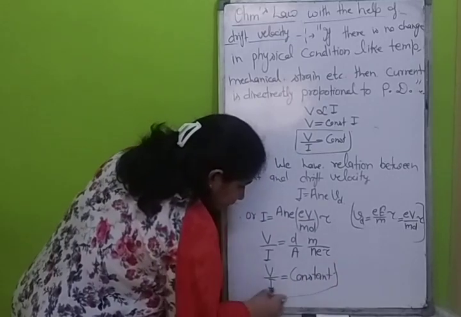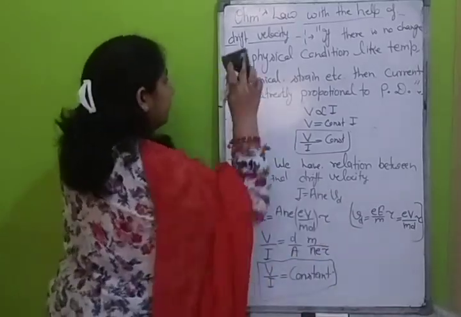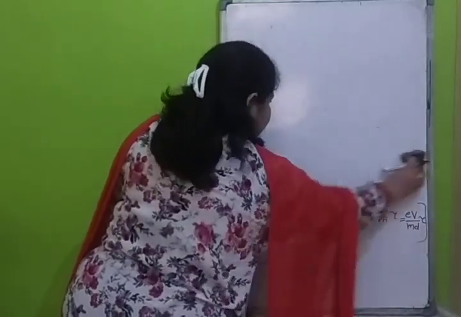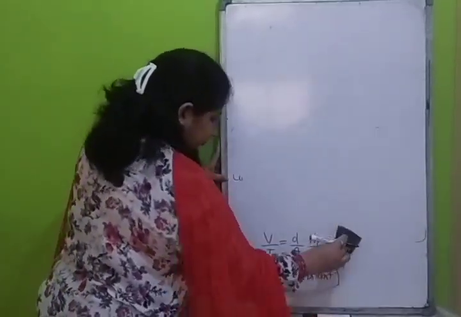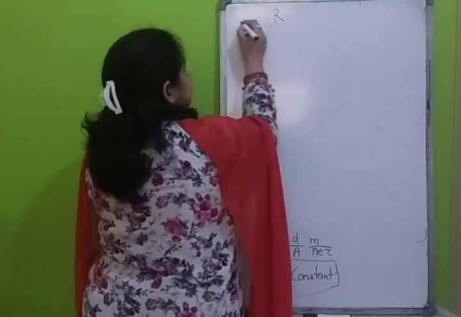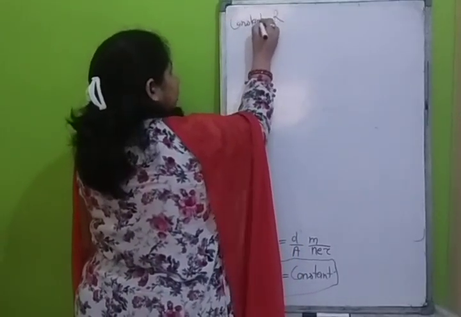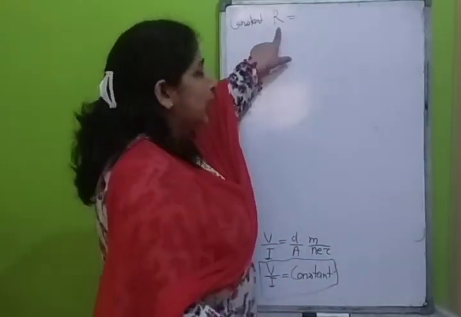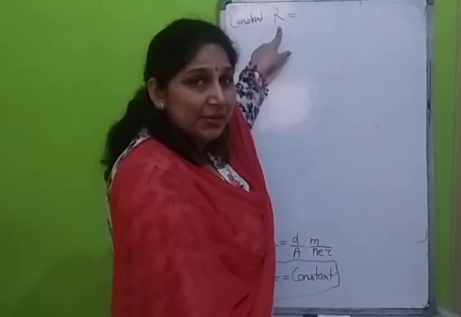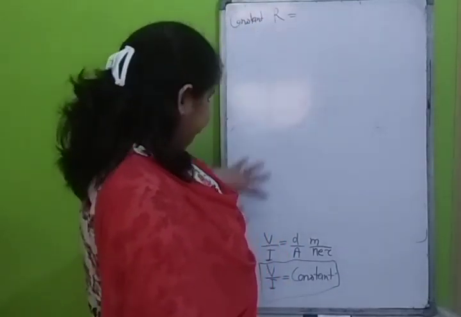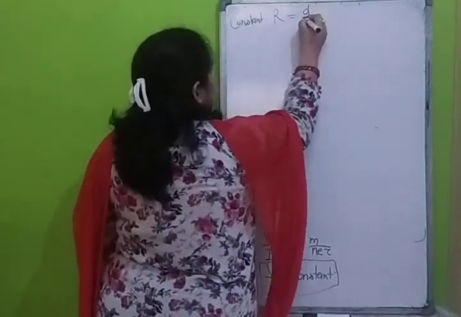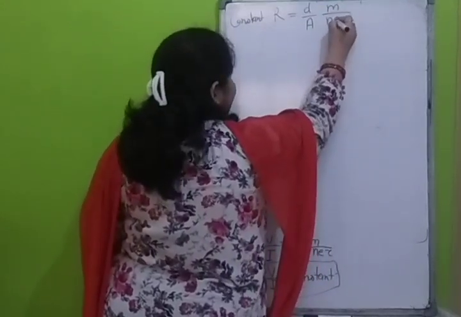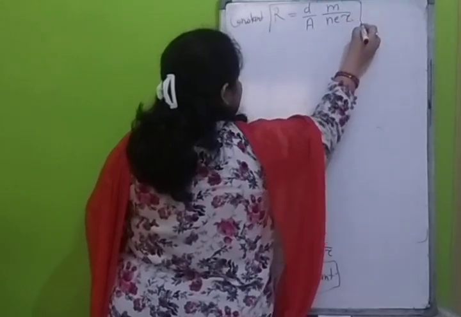This is the constant term, which means we show that V upon I is equal to constant. And what constant did we find? We found that the constant is named R, the resistance of the conductor, as it always opposes the flow of current. It resists the flow of current, and it is given by d upon A, m upon n e squared tau. This is the resistance.